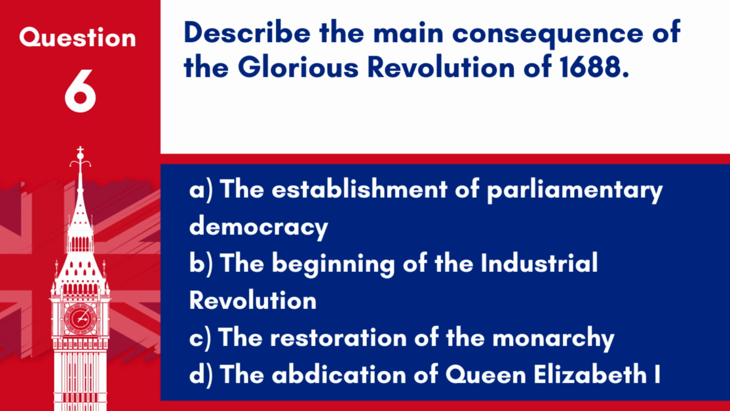Question 6. Describe the main consequence of the Glorious Revolution of 1688. A. The establishment of parliamentary democracy, B. The beginning of the Industrial Revolution, C. The restoration of the monarchy, D. The abdication of Queen Elizabeth I. Answer: A. The establishment of parliamentary democracy. The main consequence of the Glorious Revolution of 1688 was the establishment of parliamentary democracy in England.